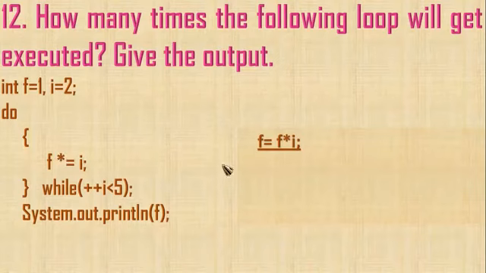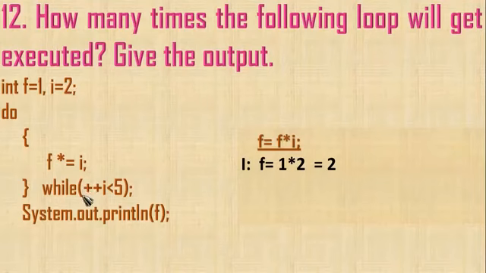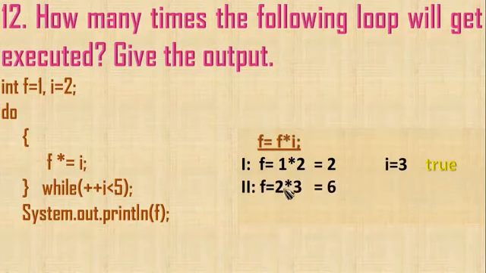So f's value is 1. So 1 into 2 becomes 2, and then the condition given is ++i. Already i's value is 2. It is pre-increment, so it becomes 3 and then checks whether it is less than 5 or not. So it is true, and again it enters the body of the loop. Now f is equal to 2 into 3, so 2 is already there in f, into 3 it becomes 6. By that time i's value will be 3 plus 1, and then it checks 4, it is true.